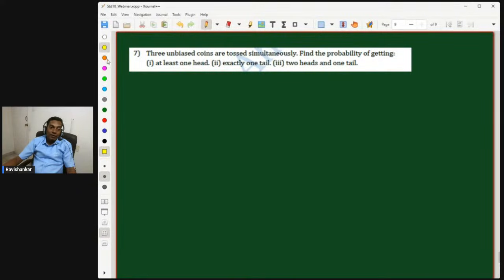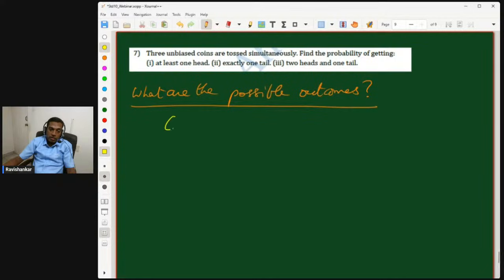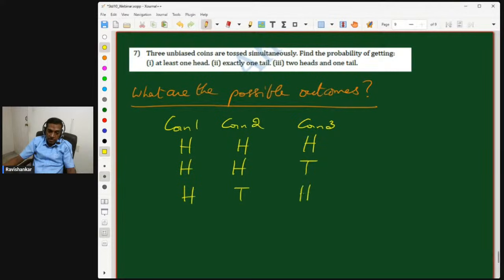Okay, so this kind of question is where many students make mistakes. What are the possible outcomes? So 3 coins are tossed. Coin 1, coin 2, coin 3. One possibility is all are heads. The other possibility is first 2 are heads, this is tails. First one heads, this is tails, this is heads, and heads, tails, tails.